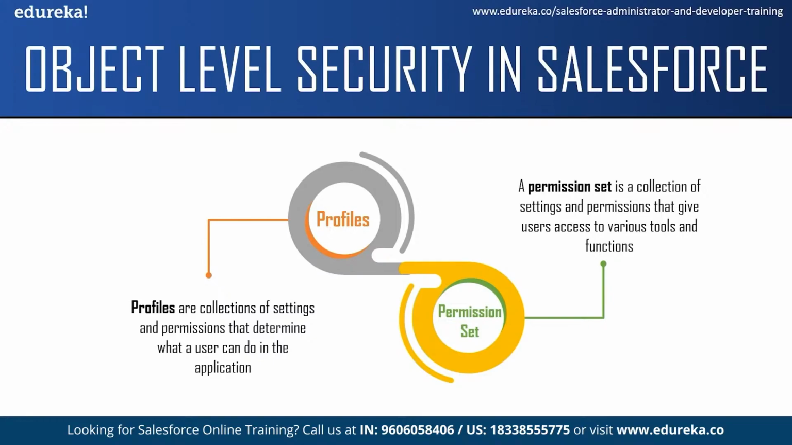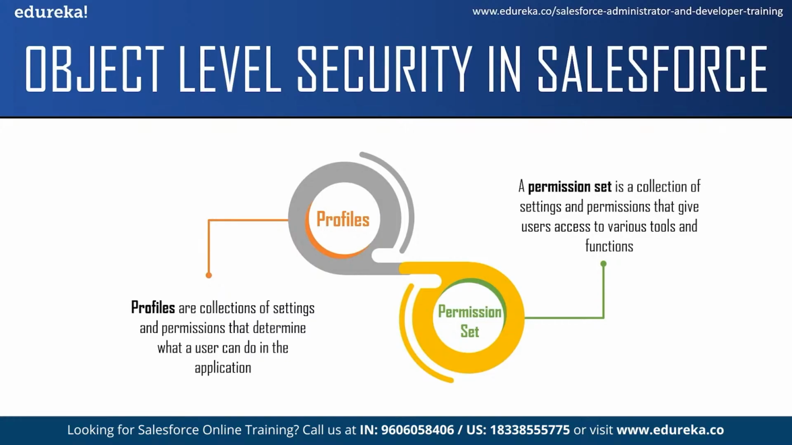So in object level security, you can assign only those objects that the user profile will use. So basically, the profile controls objects that a user can see and what they can do on those objects. Like can they read it or even edit and delete it. So I guess you have some idea about profiles.